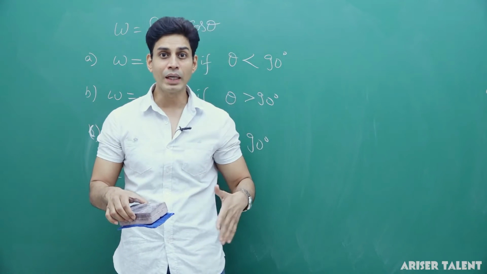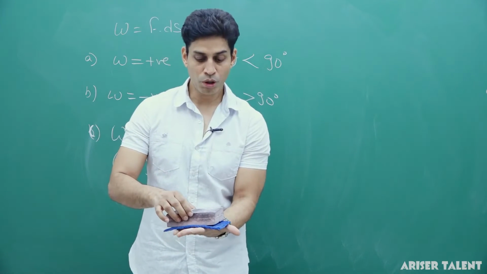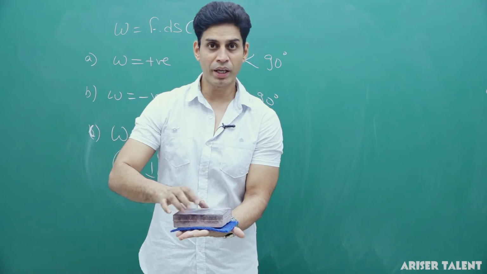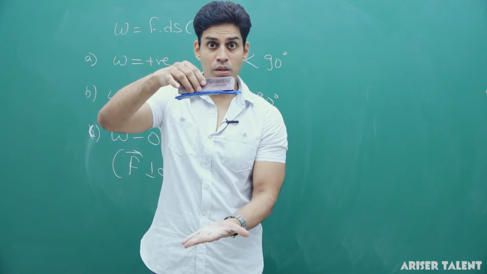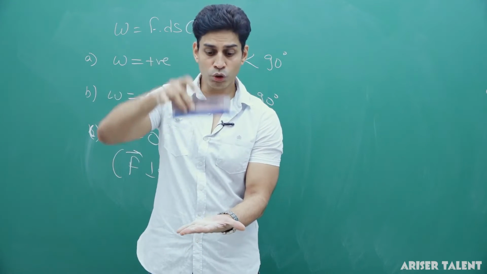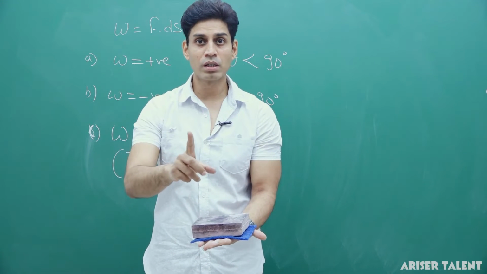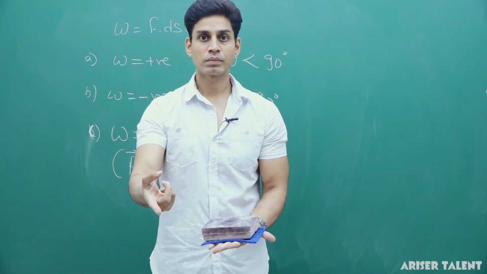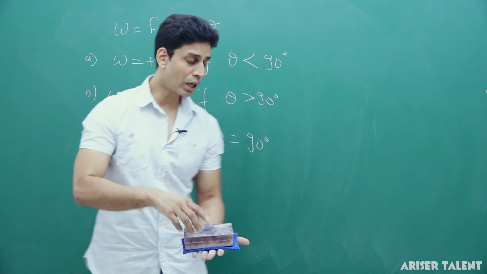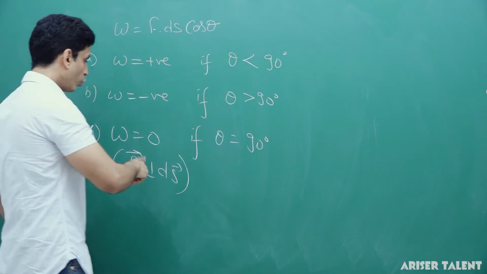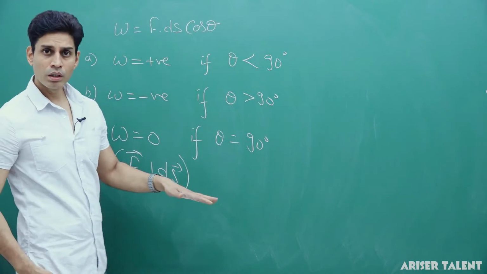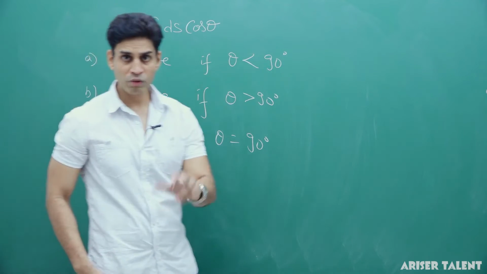So the work done by gravity from A to B is minus mgh, and from here to here the work done by gravity is plus mgh. Getting it? And if the angle between force and displacement is 90 degree, then the work will be 0.